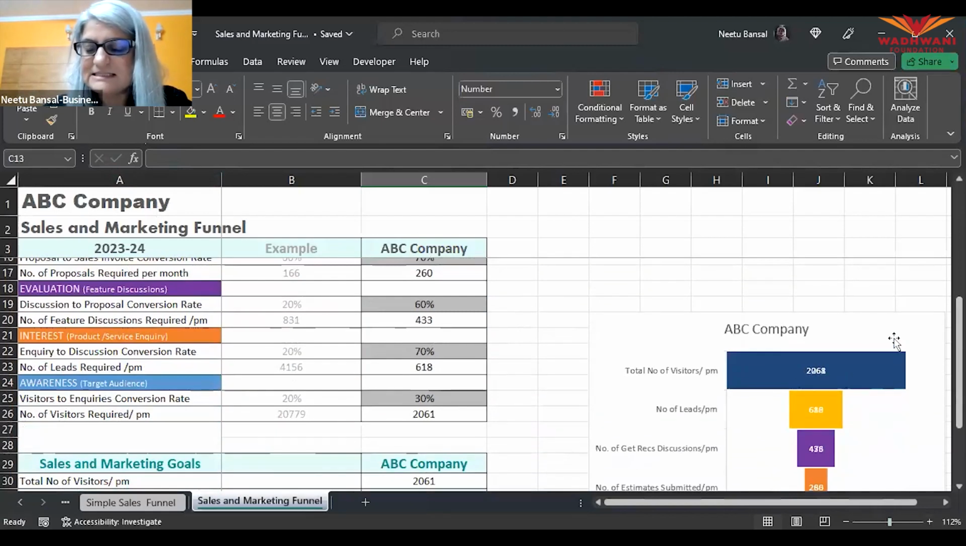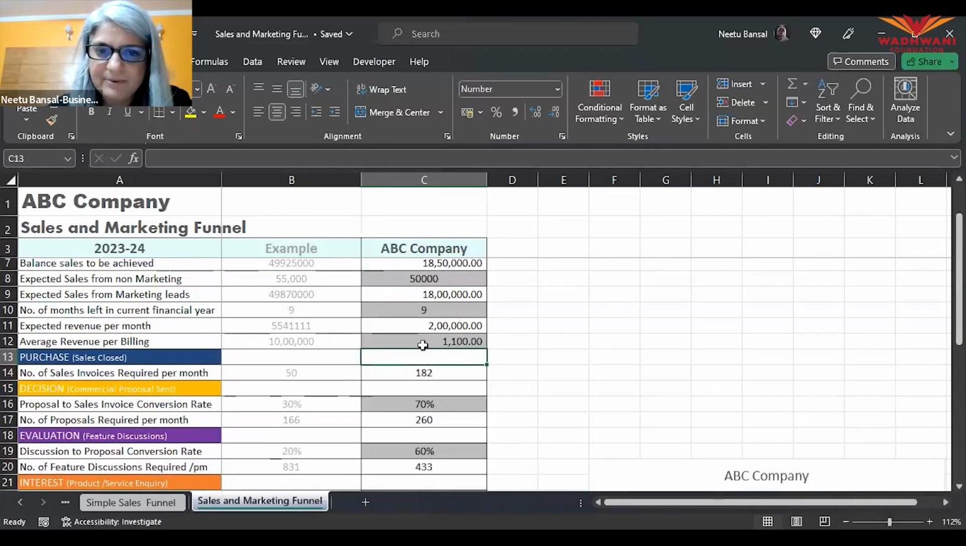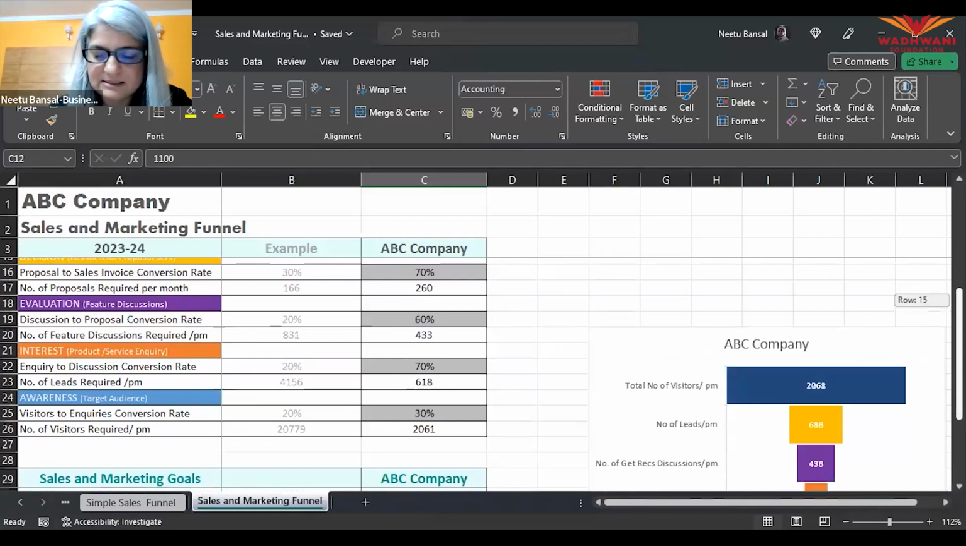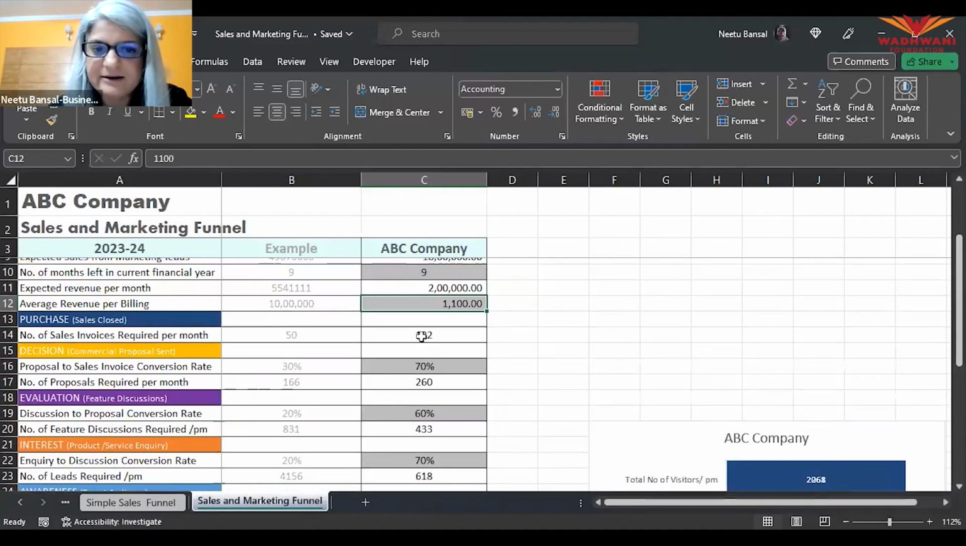Now you need only 2,068 visitors per month at the top of your funnel, right? So at this number, you can look into, like I said, either bundling or what you could also do is increase the frequency of purchasing. If it is possible, if one customer buys twice, though that is not calculated in this funnel, let's just say there are 182 invoices, and on an average each customer buys twice from you in a month.